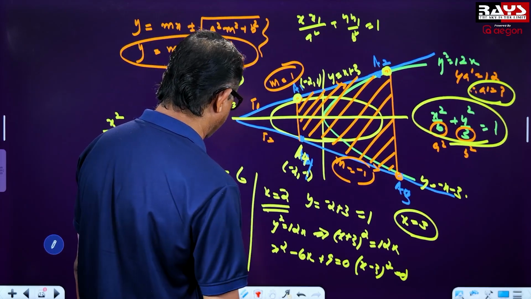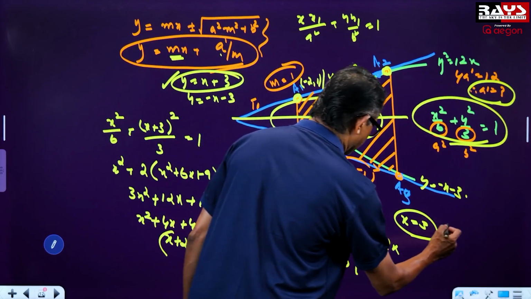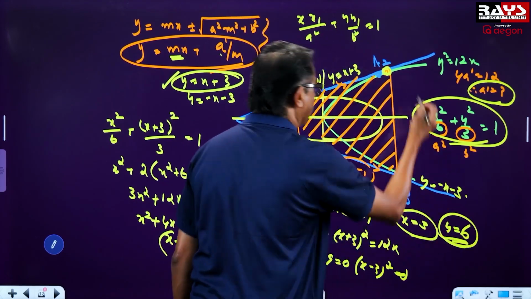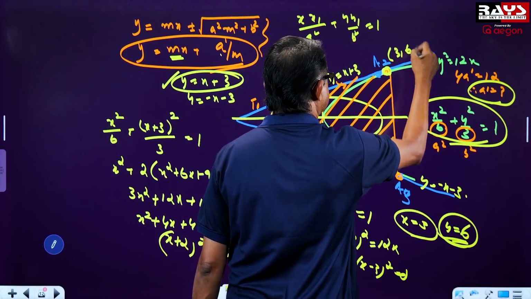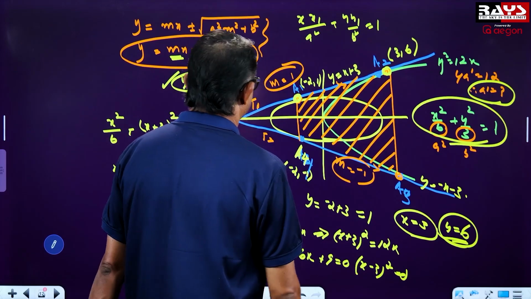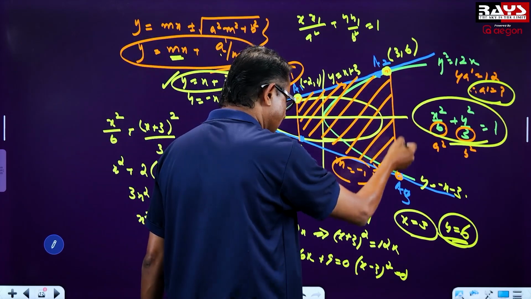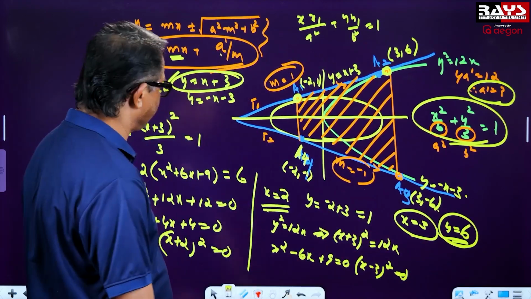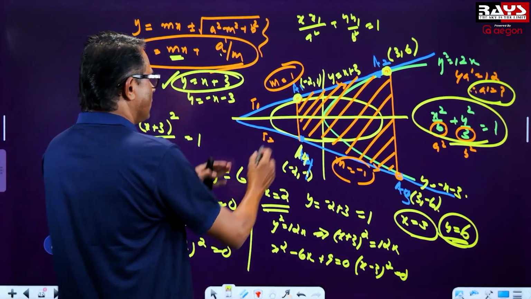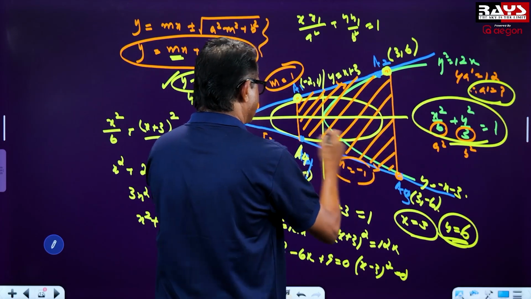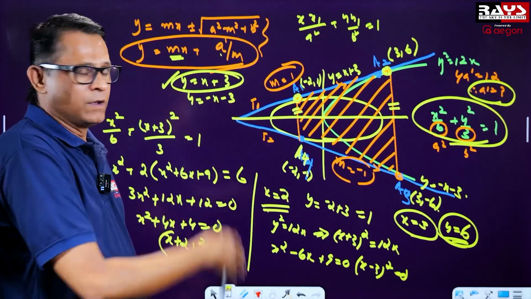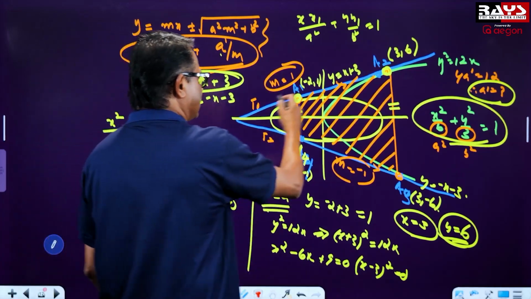When x is equal to 3, y is equal to x plus 3, that is equal to 6. So this point will be 3 comma 6. By symmetry, this will be 3 comma minus 6. This is a trapezium because these two sides will be parallel. Everything is symmetric, so it will be parallel only.